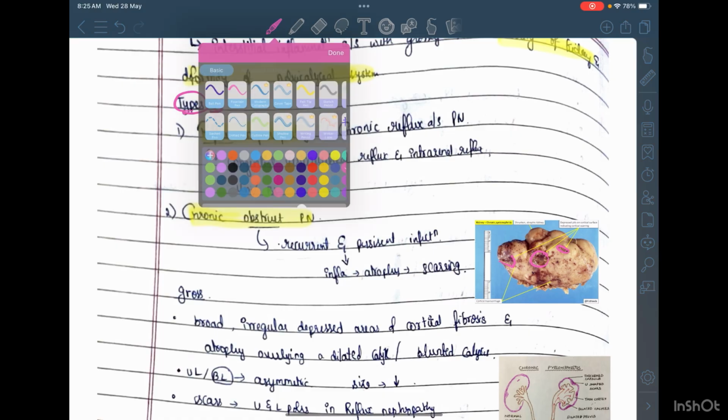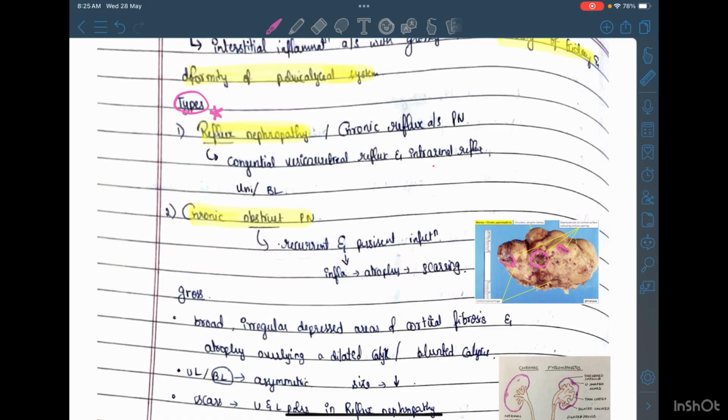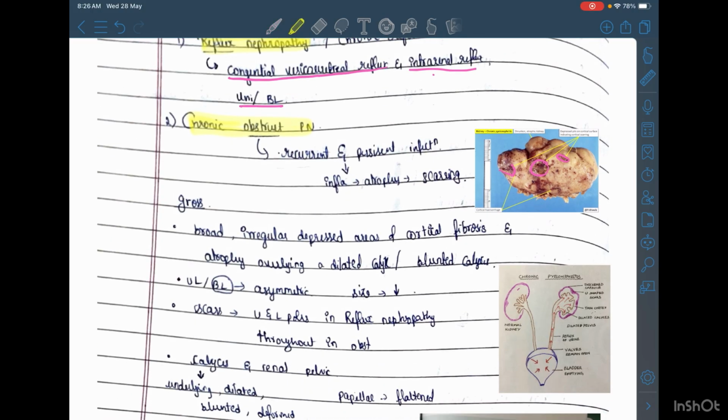In reflux nephropathy, there will be congenital vesicoureteric reflux and intrarenal reflux. So it can be unilateral or bilateral. In obstructive, whenever there is obstruction, there is definitely an increased risk of infection. So there will be recurrent and persistent infection which leads to inflammation, atrophy and scarring of the tissue.